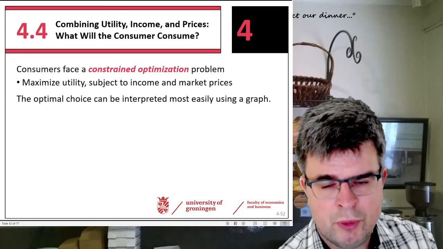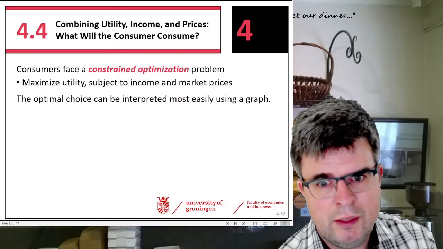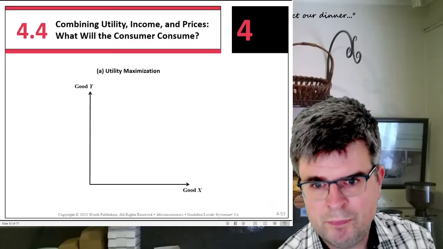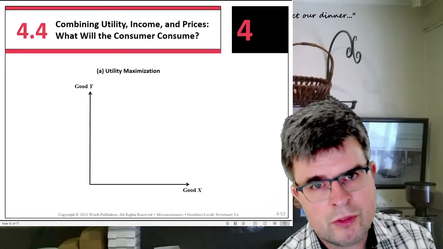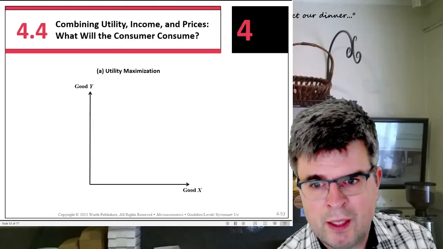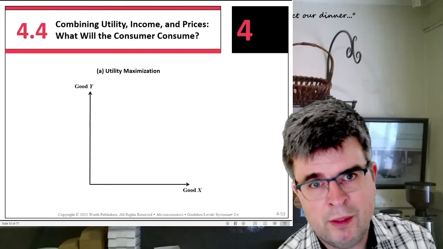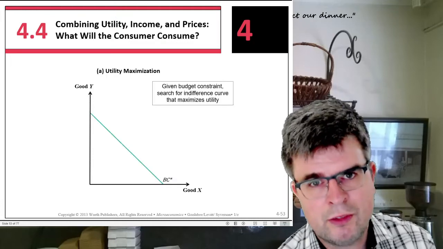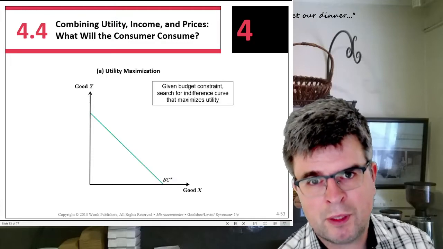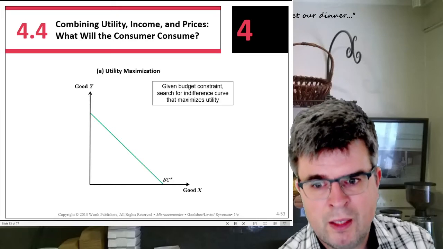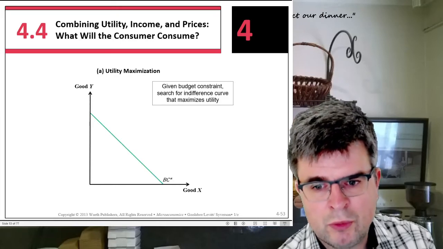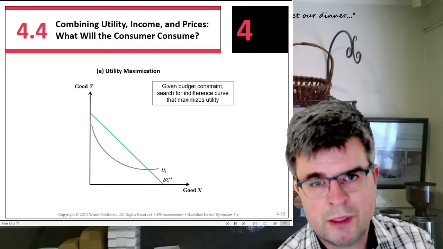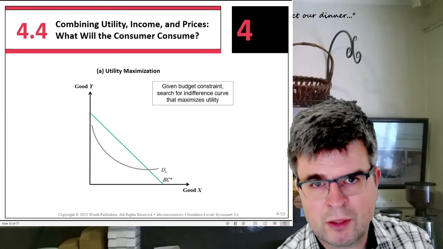And the optimal choice can be most easily interpreted using a graph. So that's what we will do. So we have two goods, good X and good Y, and we want to maximize our utility given the constraints that we face. Now, what are the constraints? The constraints are given by our income and the prices of the two goods. So only the bundles inside the constraint are feasible bundles, and we have to choose that bundle that maximizes our utility.